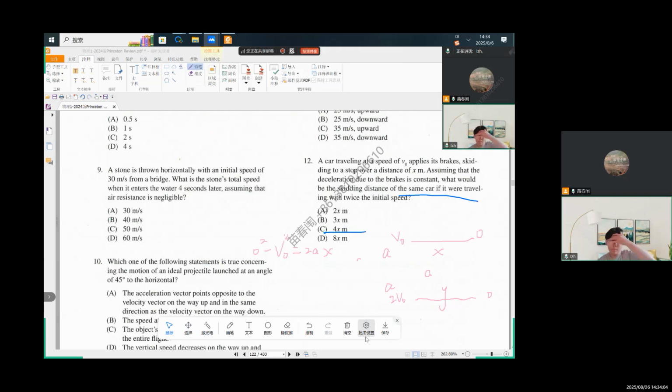Alright. So now we have equation 1: 0 minus V initial squared equals 2AX, formula number 5. And the second situation is what? How do you get the formula in the second situation? Can you write the second equation? All right. This is the second situation, this is the first situation. We already did it. Can you get the second situation formula? It is also Big 5, number 5.